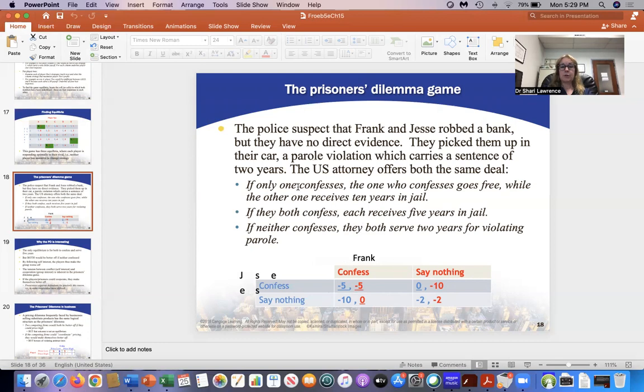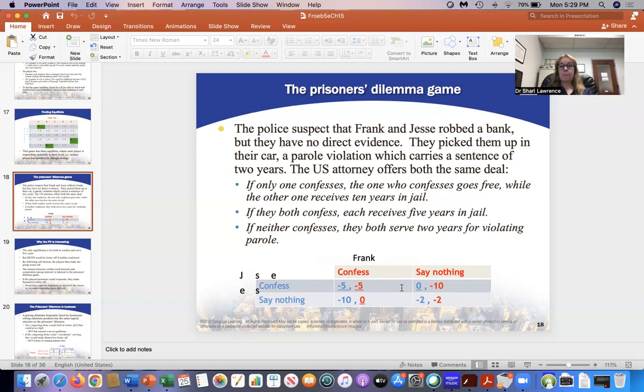So here we've got Frank and Jesse. If they both confess, they're going to get 5 years. If neither confesses, they're going to get 2 years. If one confesses and the other says nothing, the one who confesses gets nothing, 0 years, and the one who says nothing gets 10 years. Okay, so you have to set this up first.